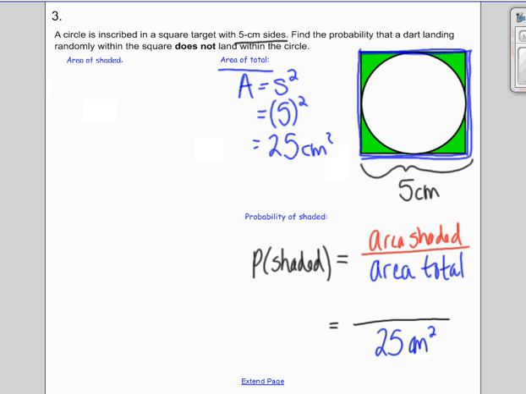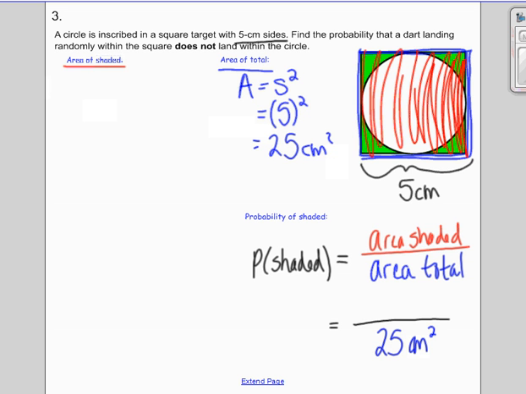Now I need to find the area of the shaded, and that usually takes a little more work to do. So to find the area of the shaded, the idea is I'm going to find the area of the whole thing, which I actually already did.